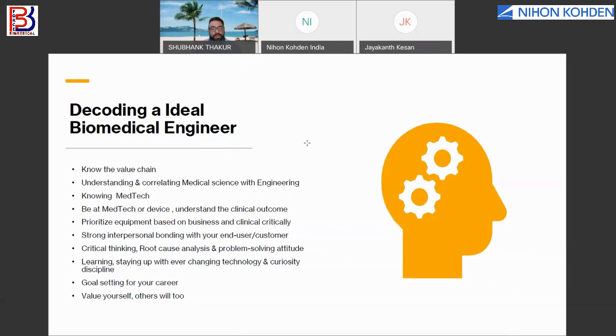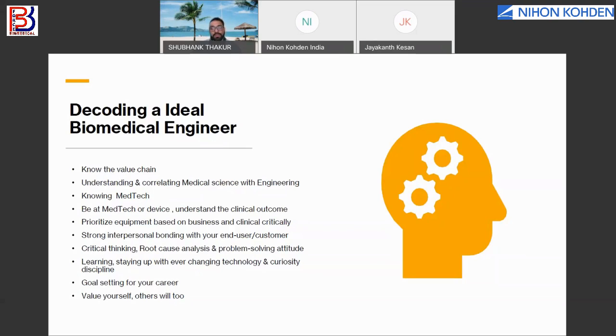Very important: being in the biomedical industry, whether you are an undergraduate or just graduated and coming into a professional environment, first you should know which value chain you belong to and which one you like, because a biomedical engineer can work on the device side or the healthcare service side.